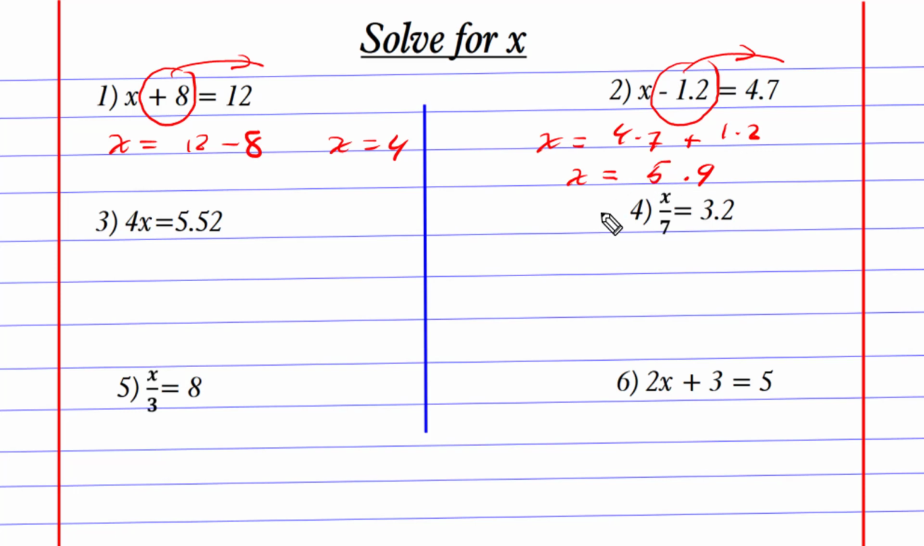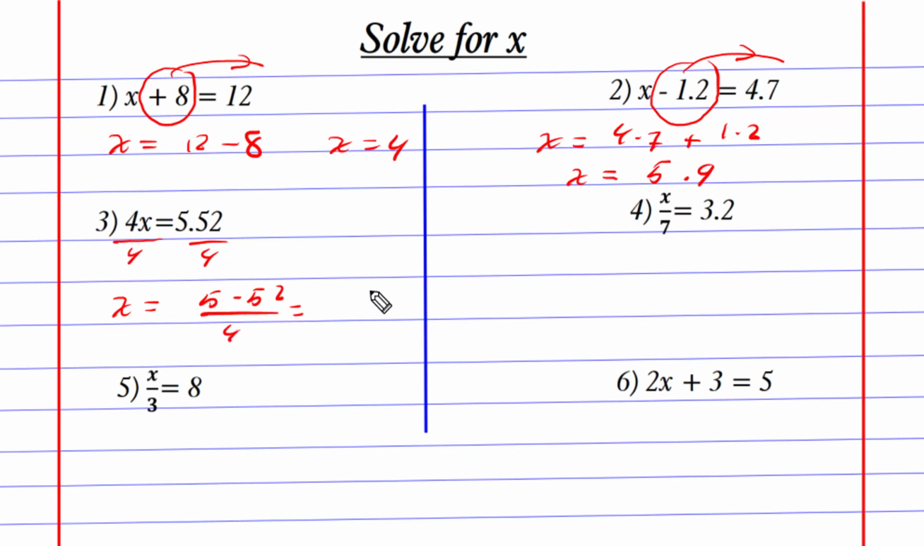So the value of x will be 5.9. Next, 4x equals 5.52. How can we find the value of x here? By using inverse operation. We will divide both sides by 4, the coefficient of x. Now x equals what, guys? Equals 5.52 divided by 4. We can find it directly.